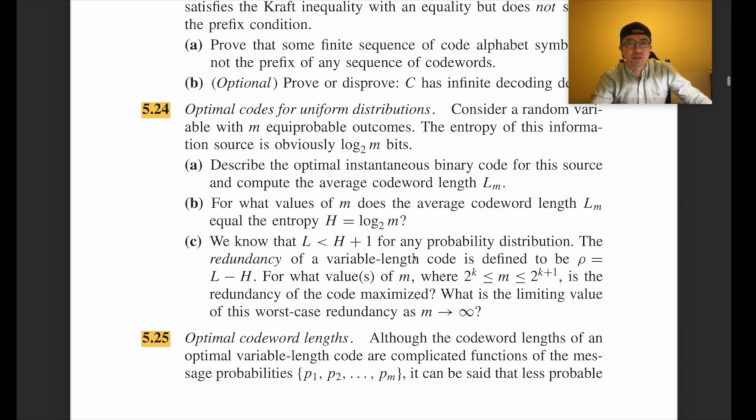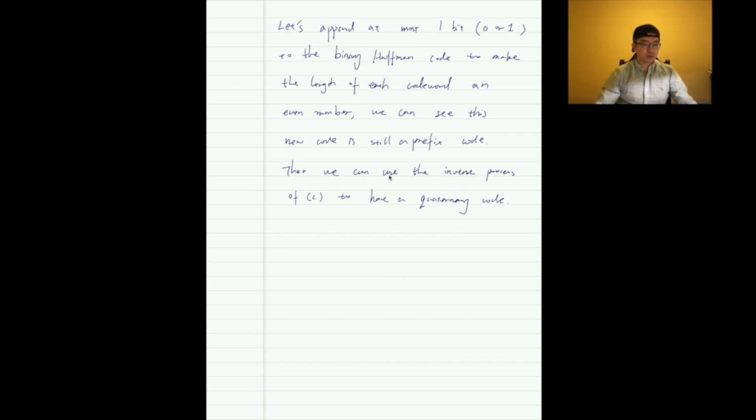Okay, so let's see the first part of that. This part is that we know the probability distribution is uniform, then describe the optimal prefix binary code and compute the average code word length. Let's see how we could consider this problem.